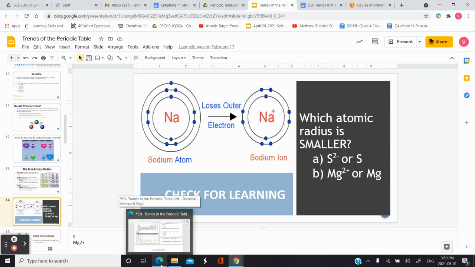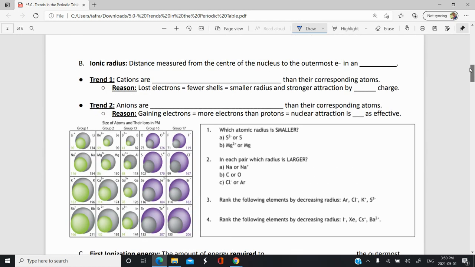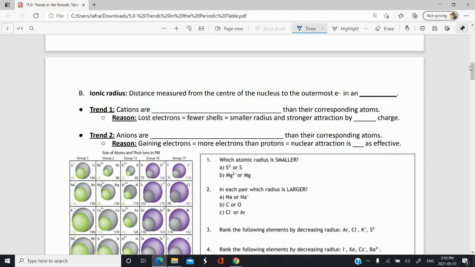You can pause the video, and then check your work afterwards. So let's go ahead over here and take a look at the ionic radius. So ionic radius, again, is the distance from the center of the nucleus to the outermost electron in an ion specifically, not in the neutral atom.